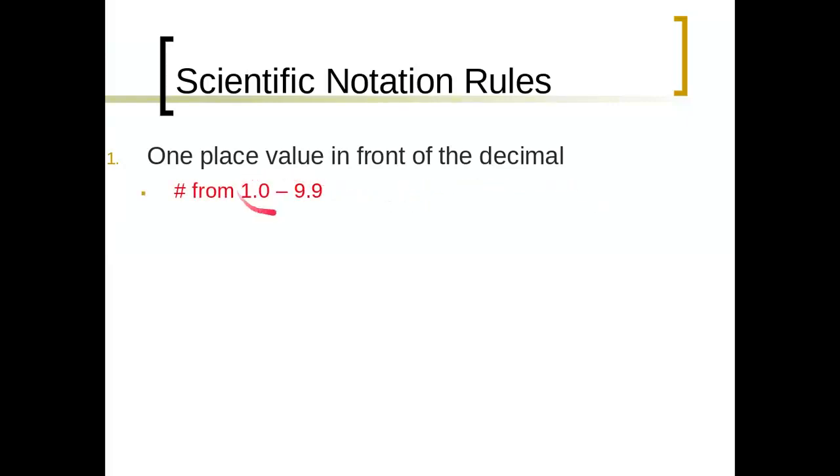So every number should look something like this. The lowest you can have is 1.0. The highest you can have is 9.9. Other than that, you've done the rules wrong, right?